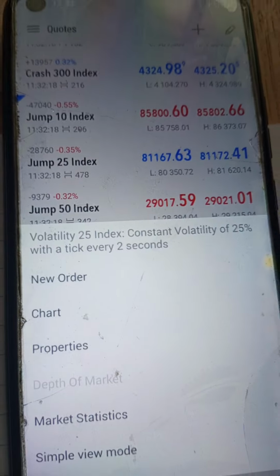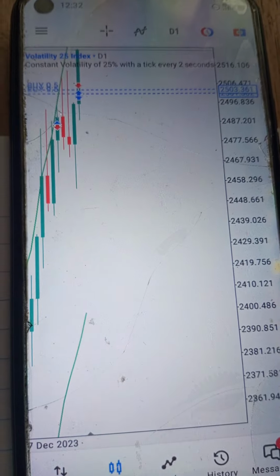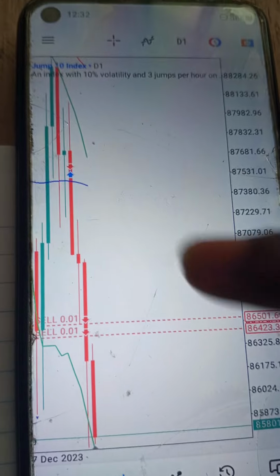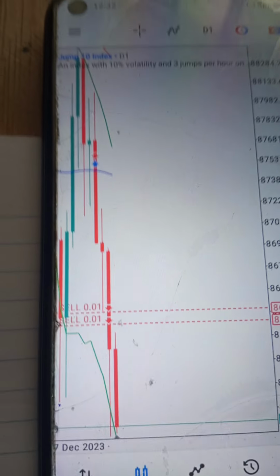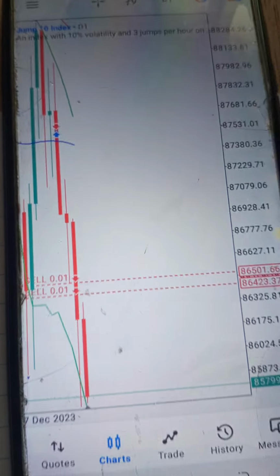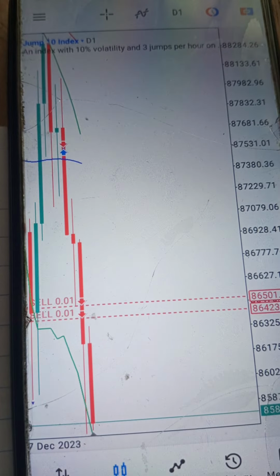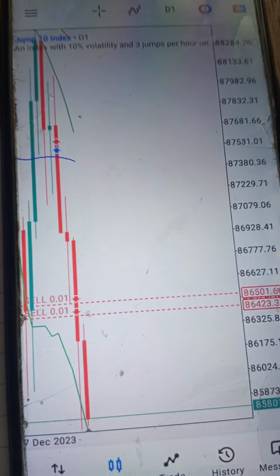VIX25, I entered V25 today. Okay, sorry guys. Jump 10, I entered Jump 10 for sell. Then V25 for buy with daily time frame.